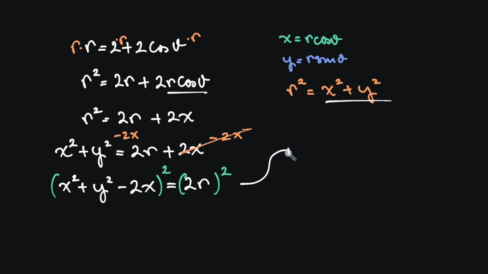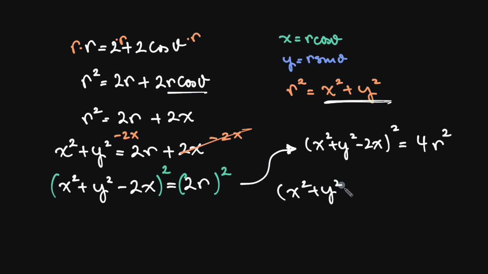So if we do that, and let me rewrite it here, all this is in a power. So we have x squared plus y squared minus 2x, to the power of 2, will be equal to 2 to the power of 2, which is 4, times r to the power of 2. And now we can change this by this expression again. So we will have x squared plus y squared minus 2x, everything to the power of 2, equal to 4 times x squared plus y squared.